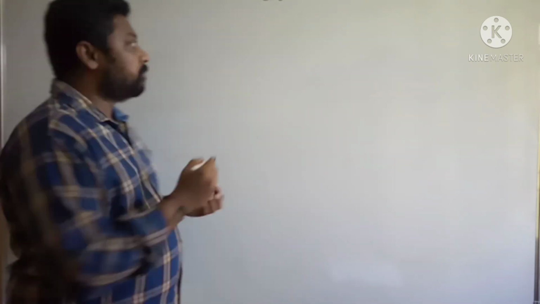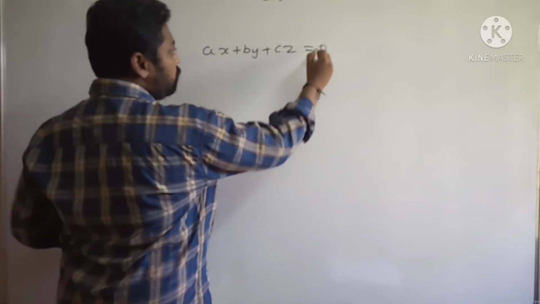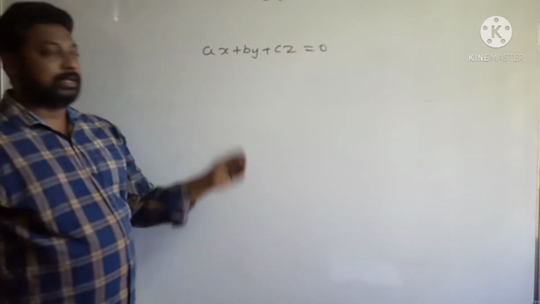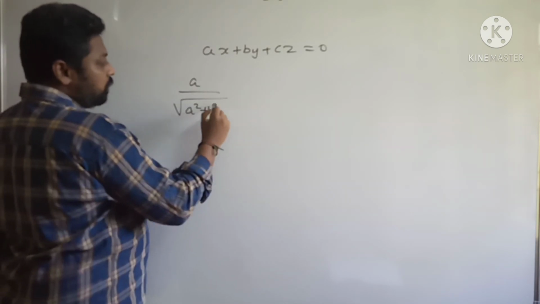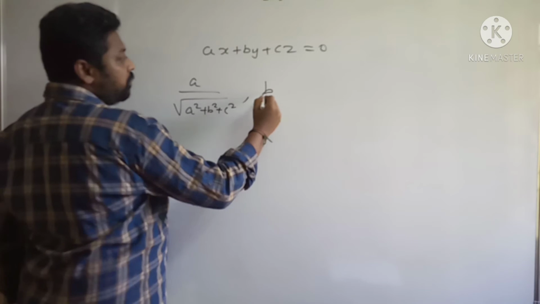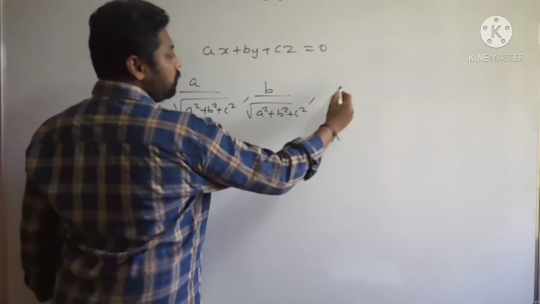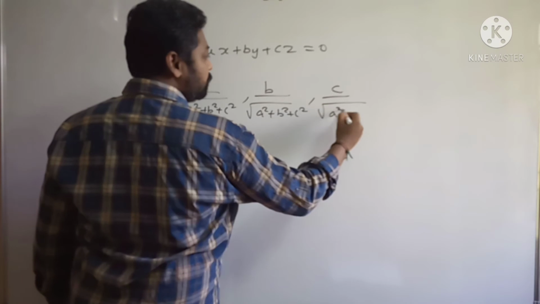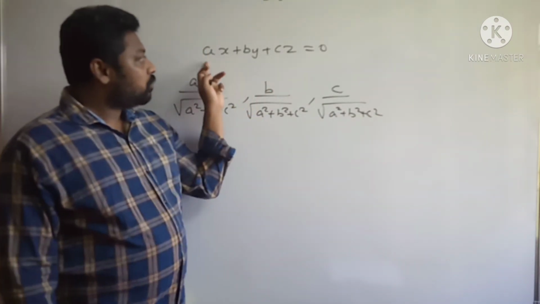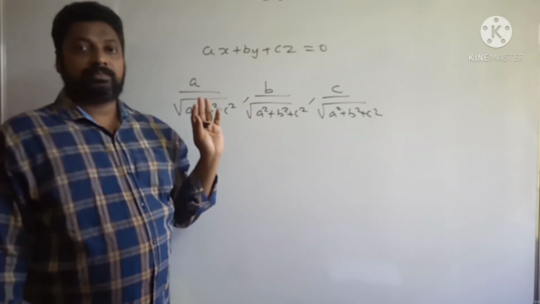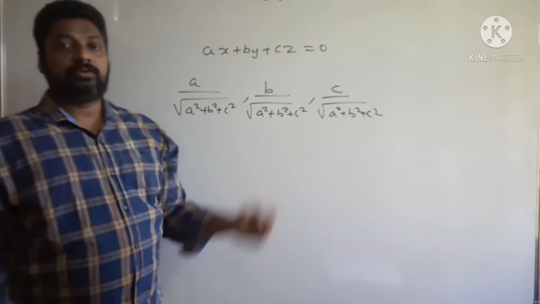If a line is given, for example ax plus by plus cz equal to 0, then the direction cosines of this line are a by square root of a square plus b square plus c square, comma, b by square root of a square plus b square plus c square, comma, c by square root of a square plus b square plus c square. Here a, b, c are the coefficients of x, y, z respectively. So these are the direction cosines of the line ax plus by plus cz equal to 0.